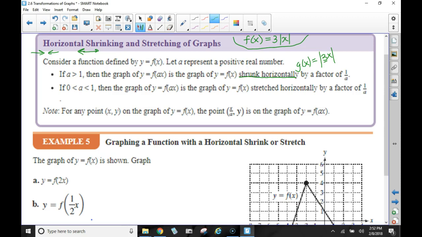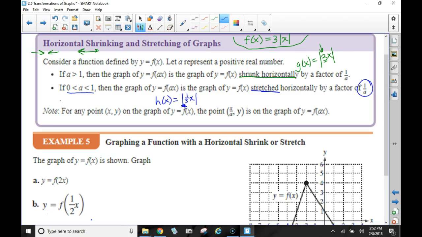Okay, so you're going to shrink it in if this a number is greater than 1. Okay, if a is a fraction between 0 and 1, then the graph of y equals the function evaluated at ax. So this might look something like h of x equals the absolute value of 1/3 x, which is going to be the graph of your function stretched horizontally by a factor of 1 over a. Okay, so it's going to be the reciprocal of that fraction between 0 and 1.